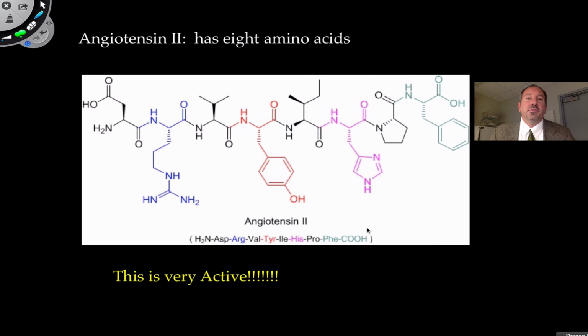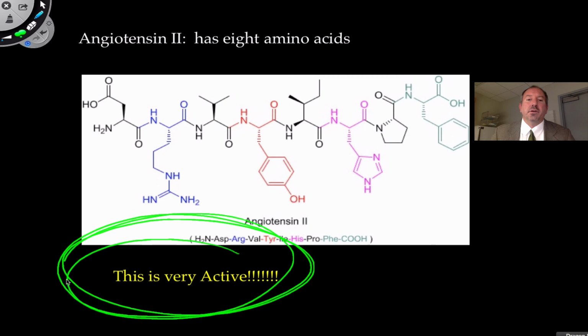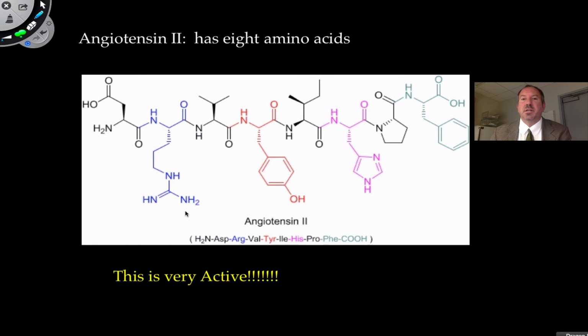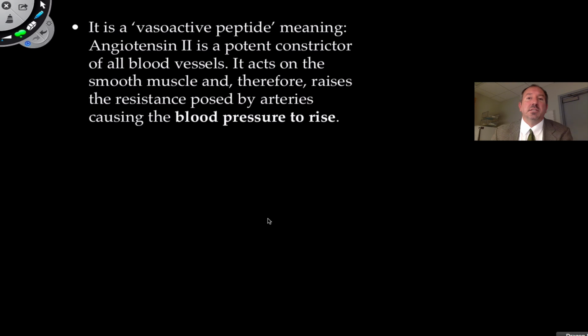The point of all of this is that angiotensin 2 is very, very active, which means it's going to be able to raise blood pressure. And so you don't want to raise blood pressure until you really need to. And so the body has these sort of intermediates in order to regulate matters. And so angiotensin 2 is the little tiny, I can't really call it a protein, the little tiny oligopeptide that is going to raise blood pressure, angiotensin 2.